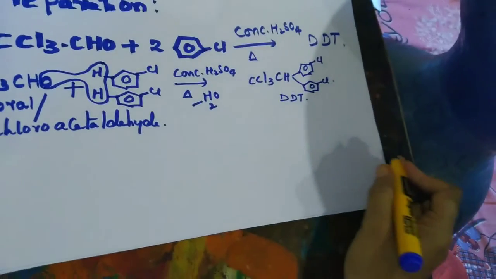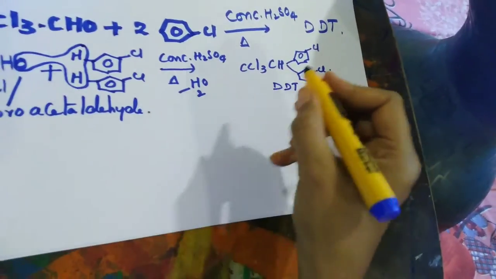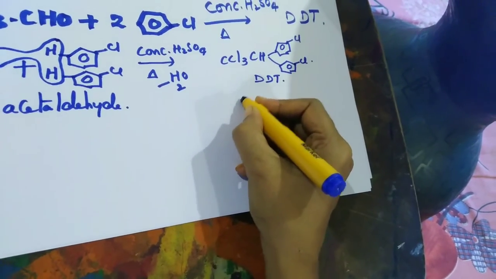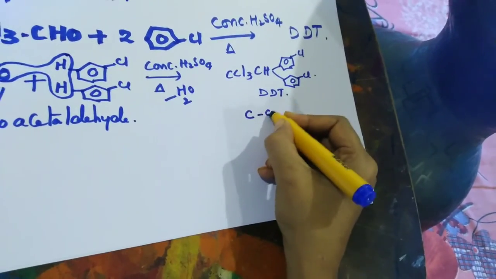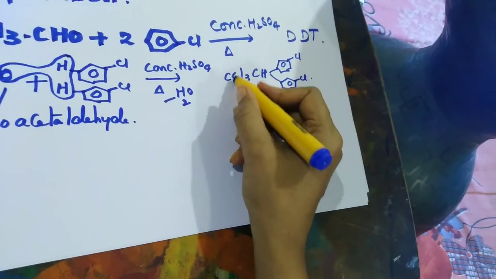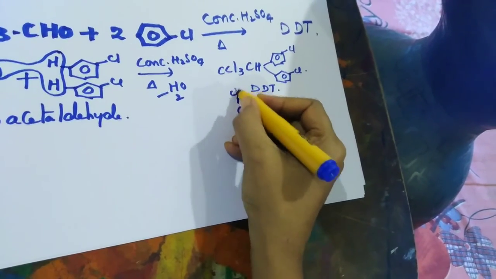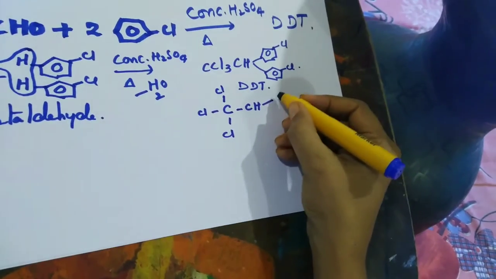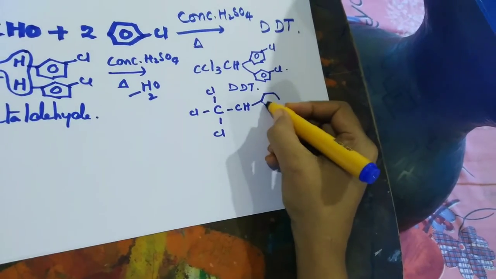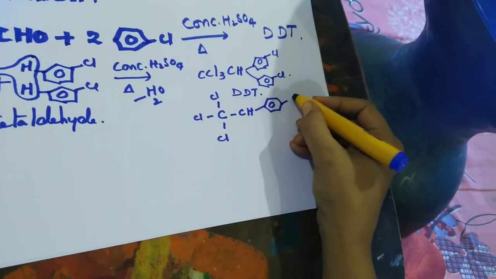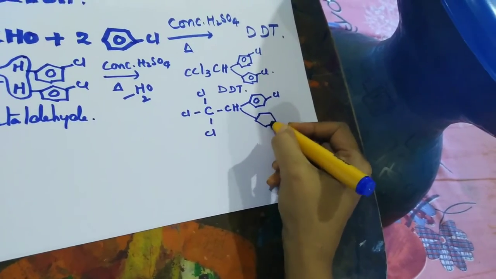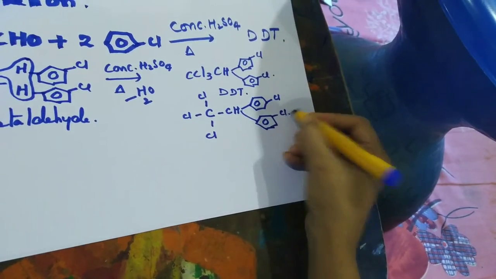Now, how can we write the name? This compound is also written as C, single bond CH. These three chlorines can be written separately for our convenience. You write this phenyl ring, with chlorine at the para position.